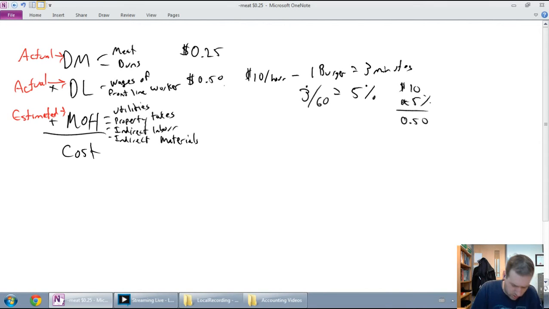You can say, okay, this person worked on the burger, they worked for 3 minutes, that cost me 50 cents in wages. This burger took 25 cents worth of meat and buns and condiments and all that stuff, that's 25 cents. The overhead though, how much utilities went into that burger, how much power went into that burger, how much property tax went into that burger, how many dollars worth of cleaning supplies went into that burger. Way harder to track. These factory costs are way harder to track.